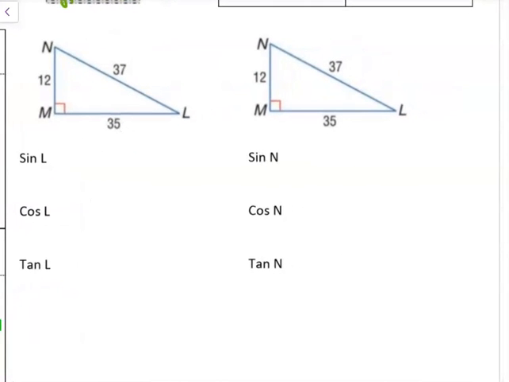Now note I drew this triangle twice because the opposite and the adjacent depend on the reference angle. So in the left triangle, I want the sine, the cosine, and the tangent for L. So this is my reference. So I'm going to highlight my reference angle. That makes this side the opposite. The longest side is your hypotenuse, and that leaves this side for the adjacent.